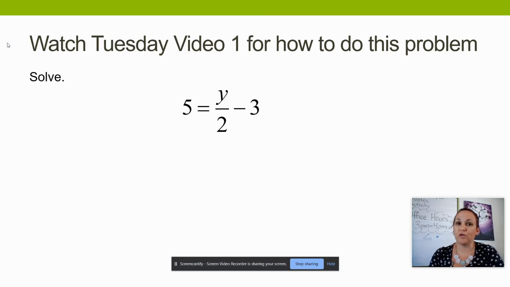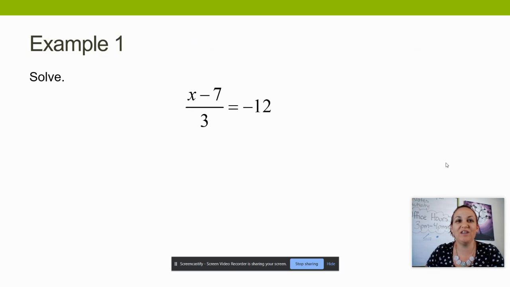If you need a refresher on how to solve a problem like this, where there's a very small fraction with some adding or subtracting, you can watch the video from Tuesday. This is actually the second example from that video. In this video, I want to focus on problems that don't have small fractions, but instead have a ginormous fraction.